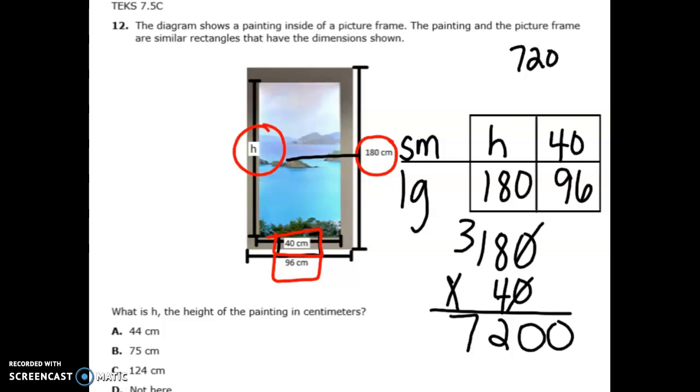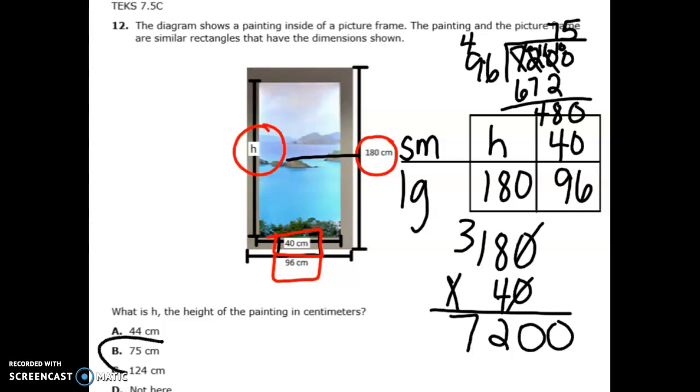So 7,200 divided by 96. We're going to have 7 times 6 is 42. 7 times 9 is 63, plus 4 is 67. When we subtract, we'll get 48 and bring down the 0. So then our second number will be 5. So the answer to this one is going to be 75 centimeters. So you finished going through this. So remember that rates are ratio tables, and you need to put the two things that you're comparing, cross multiply and divide, and you'll get your answers.